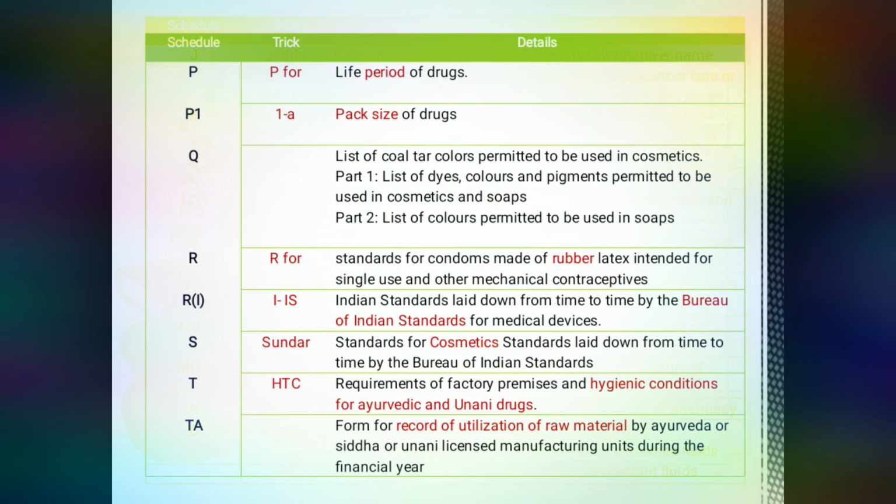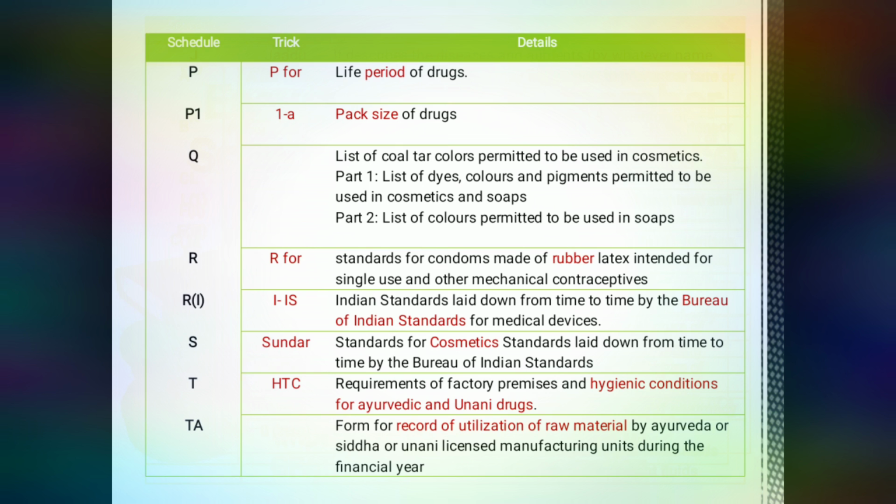After schedule O, we have P. P for period, right? So period of drug, lifespan of that drug. P1, first alphabet A, that is PA. So pack size of drug.